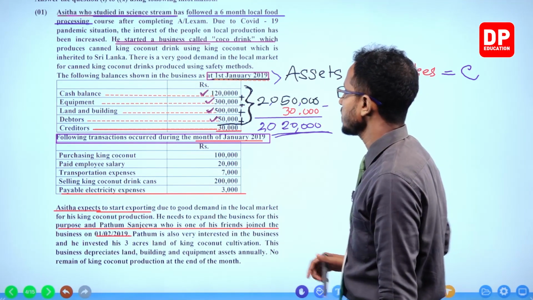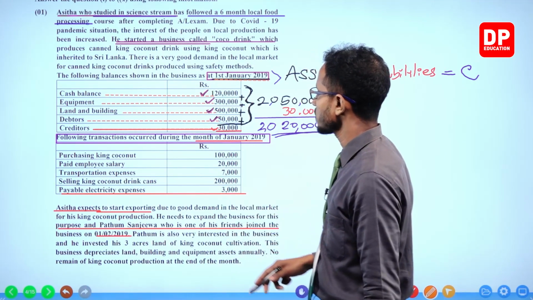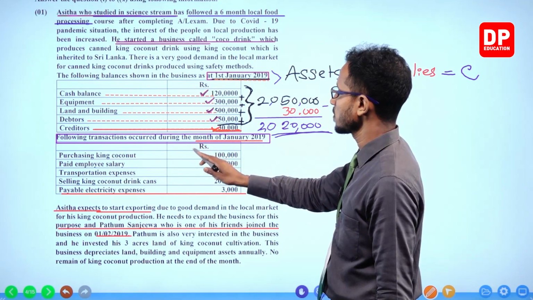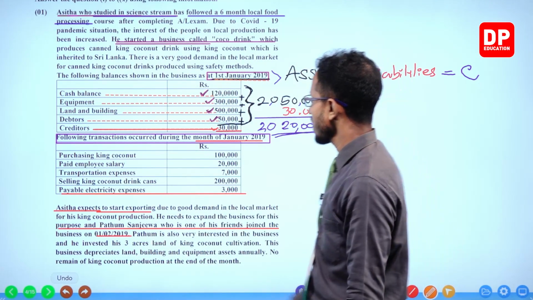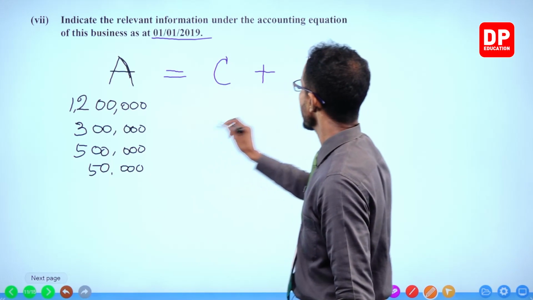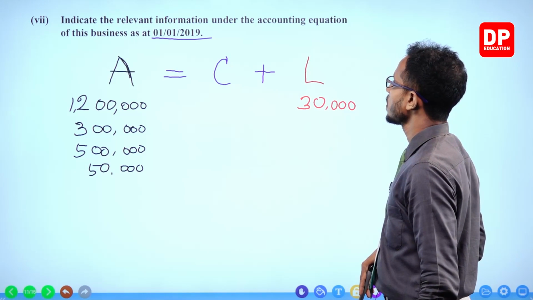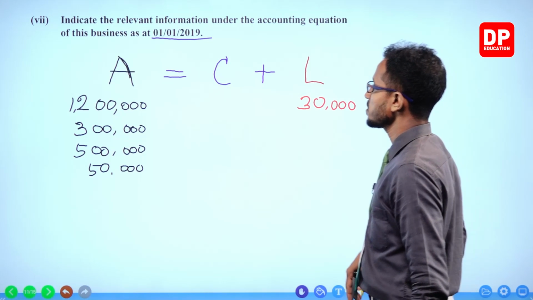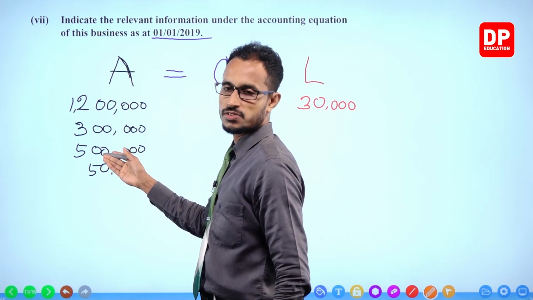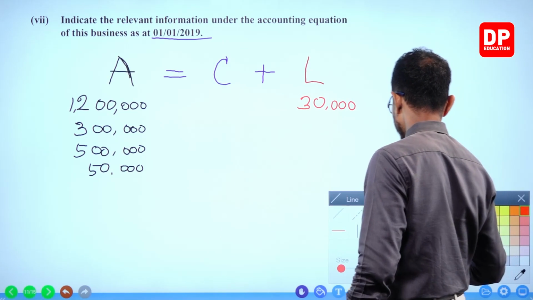Then we have liabilities, 30,000 here. Take liabilities too, 30,000. Okay, that is the liability. Then how much is capital? 12 plus 3, 15 lakhs. 15 lakhs plus 5 lakhs, 20 lakhs. 20 lakhs 50,000.